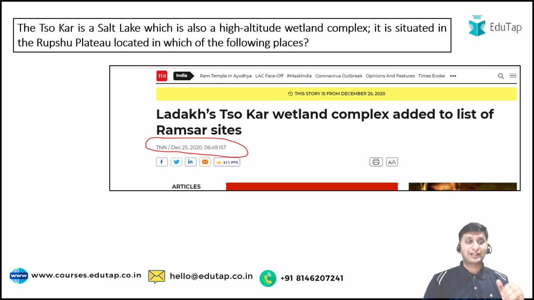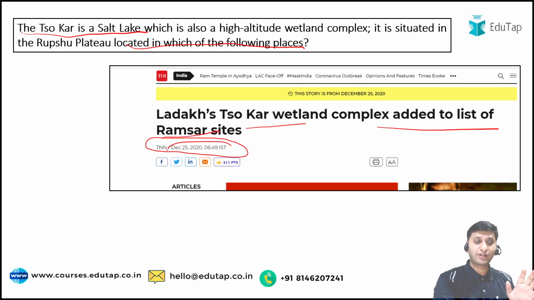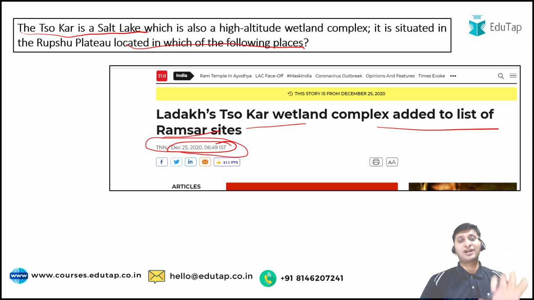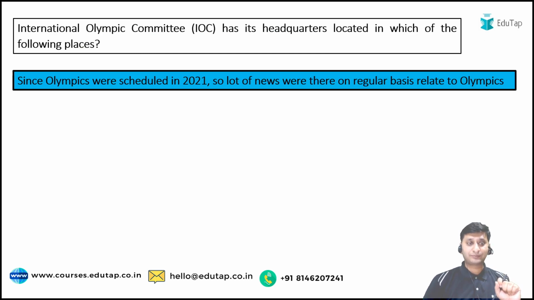For example, in the exam, there was a question: the Tasokars is a salt lake located in which of the following places? Now, why did they ask about this lake only? There are so many lakes in this country and this world. The answer is that this lake was in the news at that time, in current affairs, because it was added to the list of Ramsar sites. This is news of 25th December 2020, just 2-3 months before your exam. So due to this news being in current affairs, this question was asked as a static GA question in your exam.